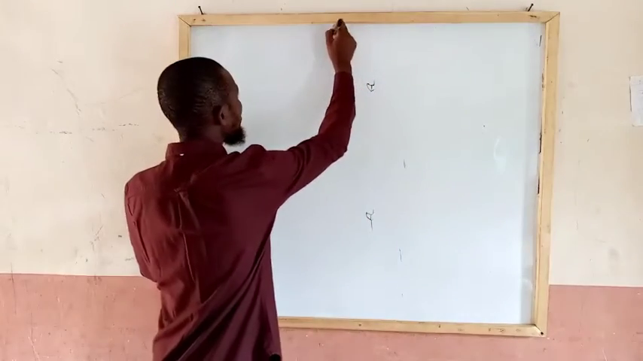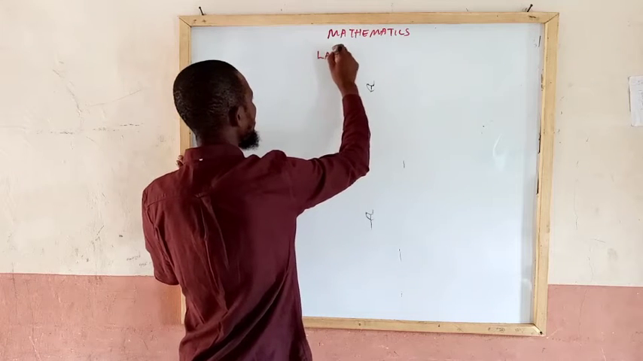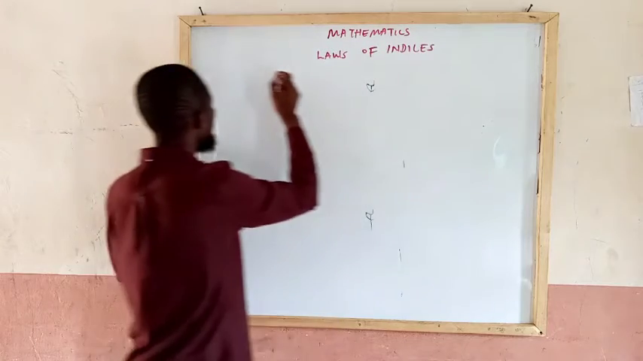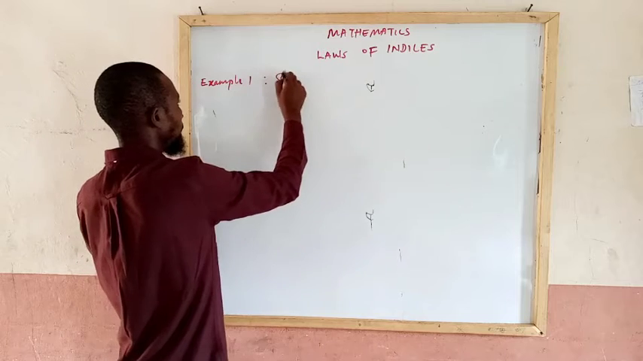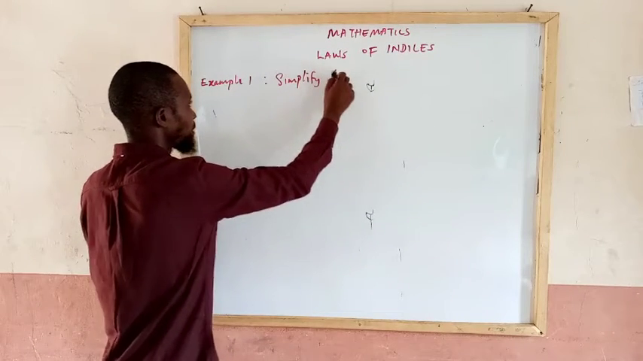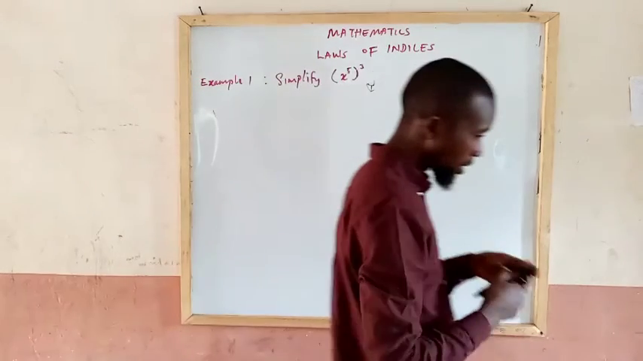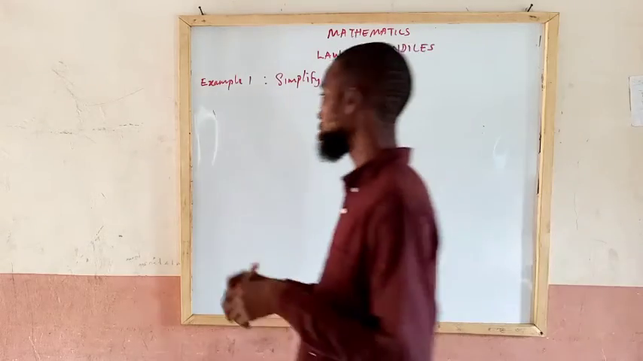And by my book here, let me start with an example. Mathematics, laws of indices. So example 1 today, we are asked to simplify x raised to the power 5, raised to the power 3. x raised to the power 5 raised to the power 3 is the question which we are asked to solve.